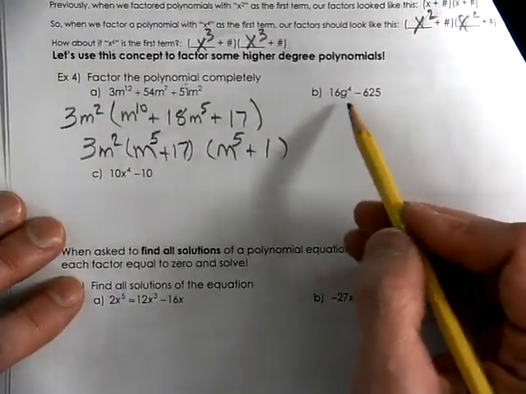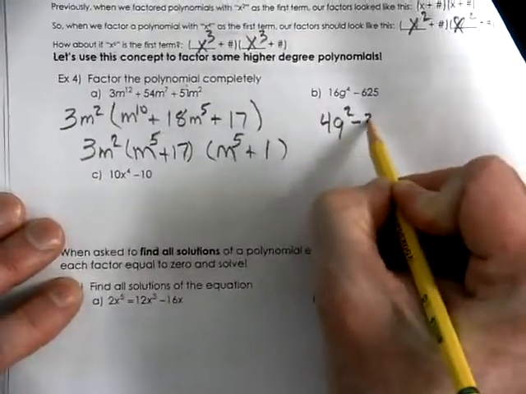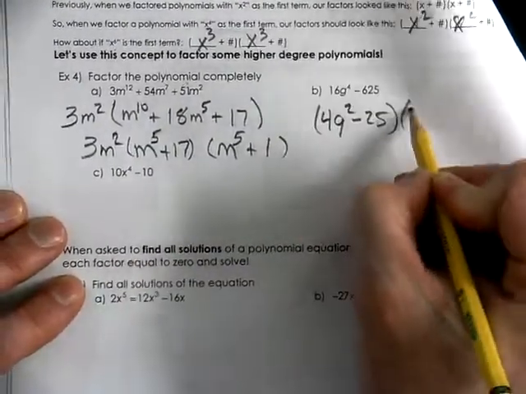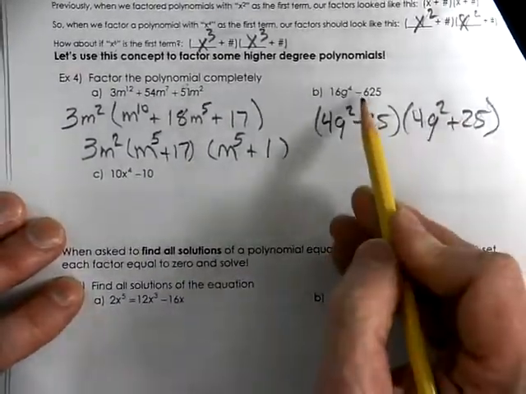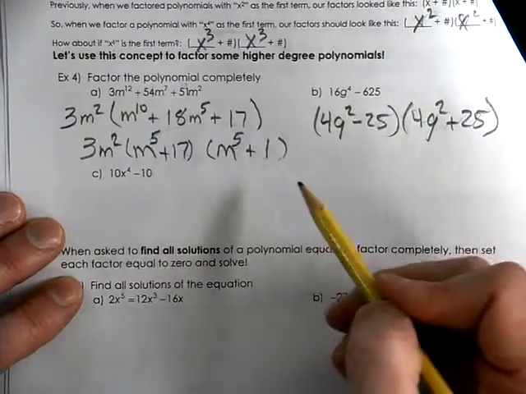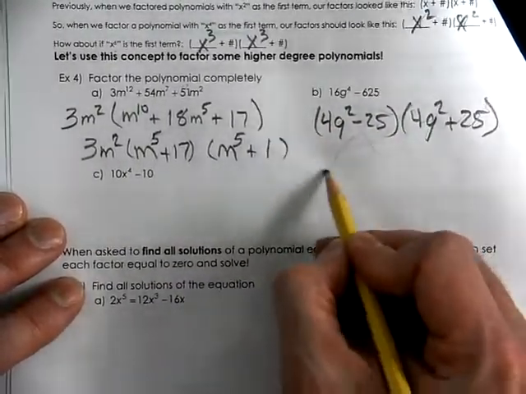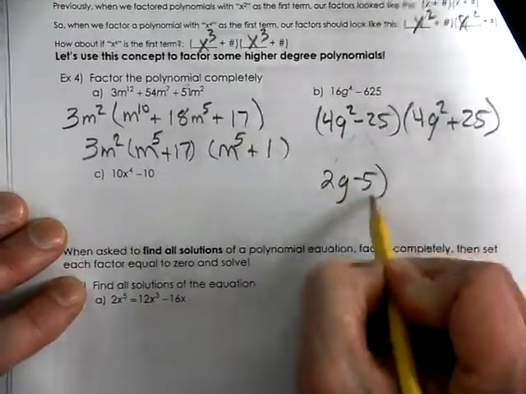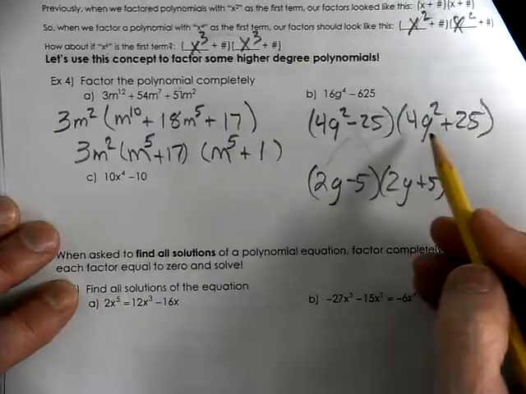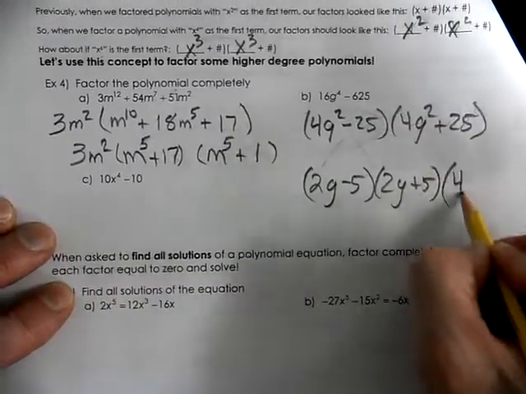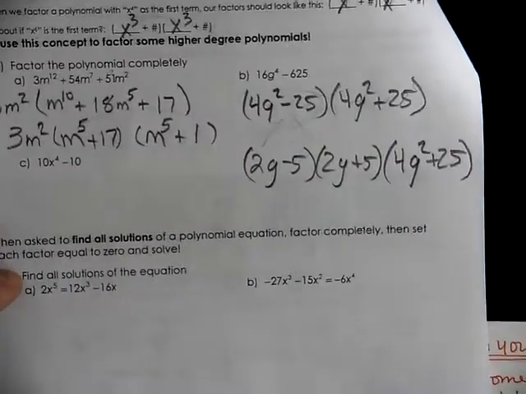This here is the difference of two squares. 4g squared minus 25 and 4g squared plus 25, because this is the difference of two perfect squares. This part is a perfect square again. 2g minus 5, 2g plus 5. But this is not a perfect square, so we have to leave it not factored.